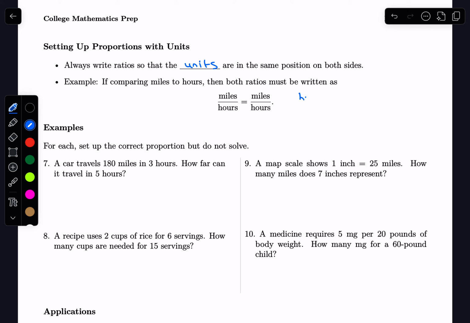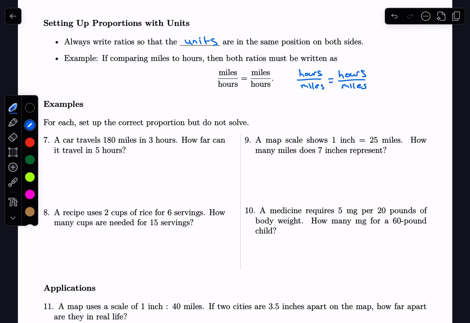Okay, we could also do hours over miles equals hours over miles, but notice that again, the units are in the same spot. That really is the key. So for number 7 through 10, we're just going to set up the proportions. We're not going to solve them. We're going to be doing solving in the next section, but I just want to make sure that we get the hang of where to put things in these proportions.